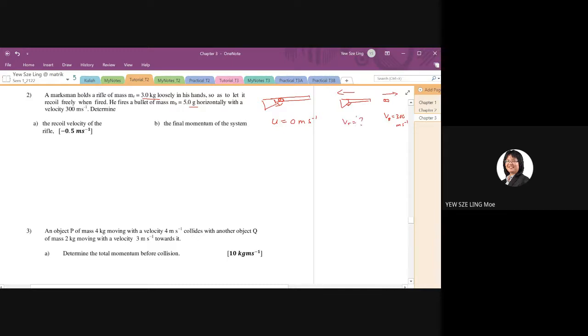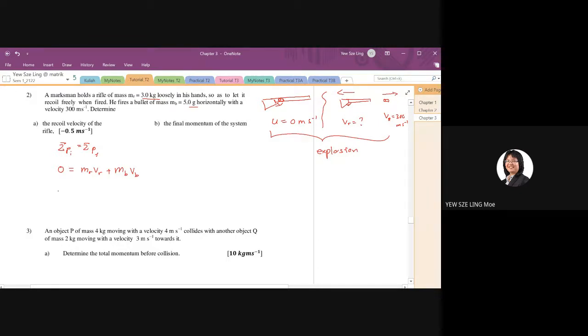So how are we going to solve this question? If you look at this question, this is an example of an explosion, which means initially both objects are not moving. So again, I'm going to write it as sum of P initial equals sum of P final. Initial, I have 0 because it's a case of explosion, equals M rifle V rifle plus M bullet times V bullet.